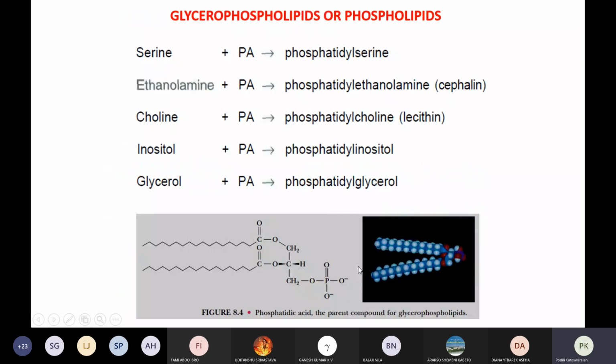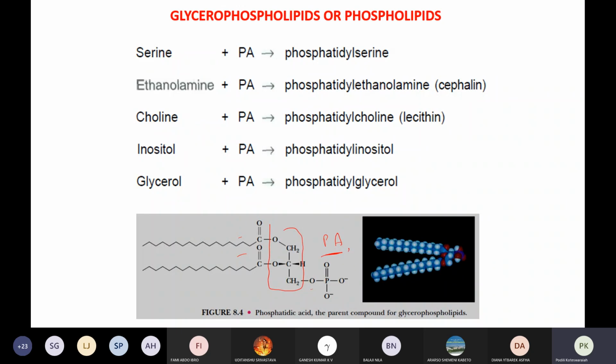You can see here that again, the phosphatidic acid, this is the structure of the phosphatidic acid. So this is the glycerol, as we already said, and these are the two fatty acids, and the third hydroxyl group of the glycerol is esterified with the phosphoric acid, and this structure is known as the phosphatidic acid.